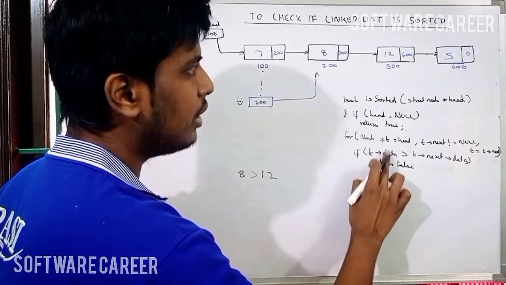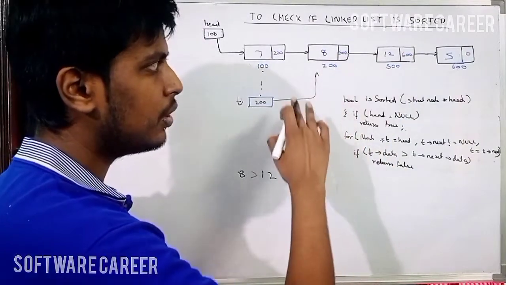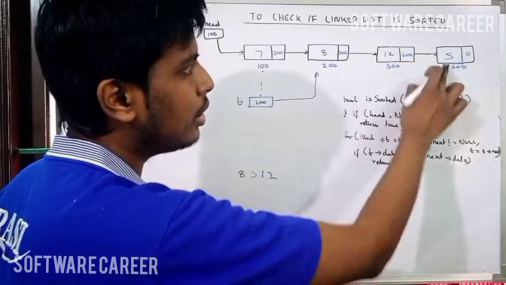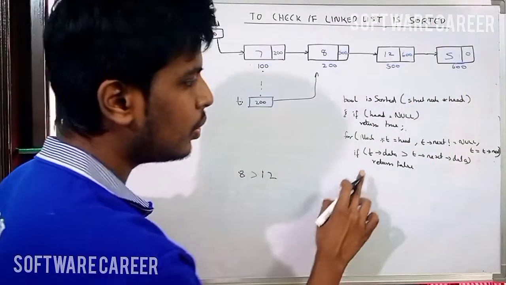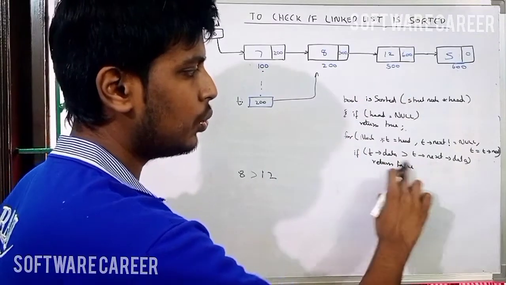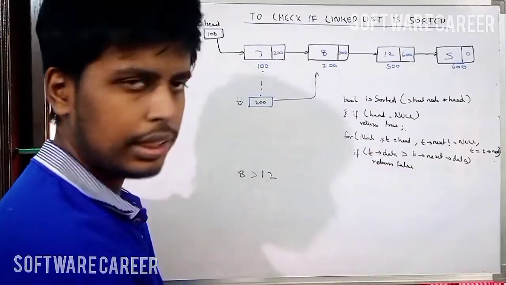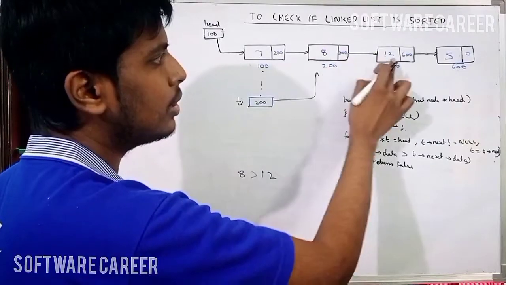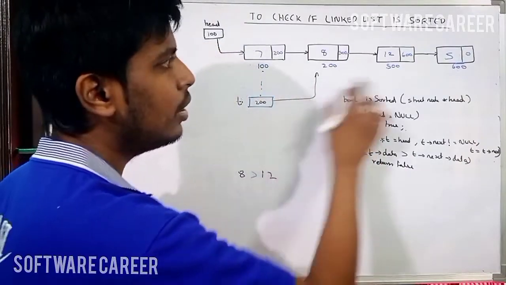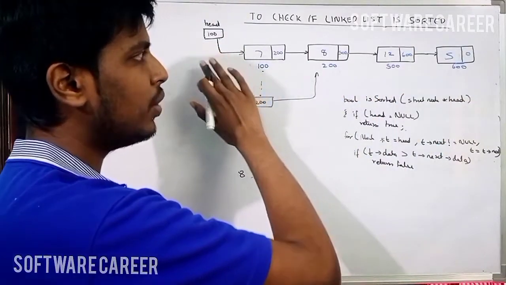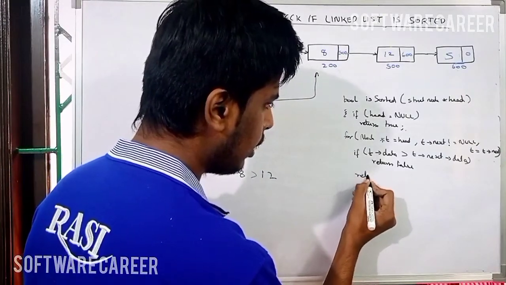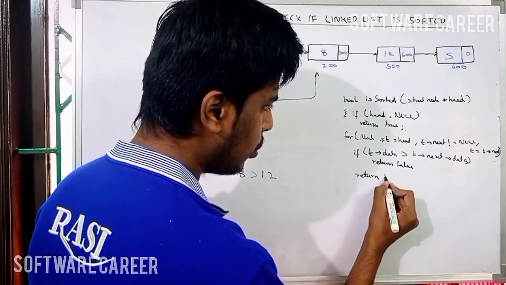So you are comparing whether 8 is greater than 12. Suppose in another case you compare whether 12 is greater than 5. It's greater than 5, so you can say it's not sorted. So I am writing return false. If this condition is not true, suppose t data is less than t next data, in this case 8 is less than 12, then you can say it's sorted. If you travel till the last index and the linked list is sorted, you can say return true. So I am writing here return true.